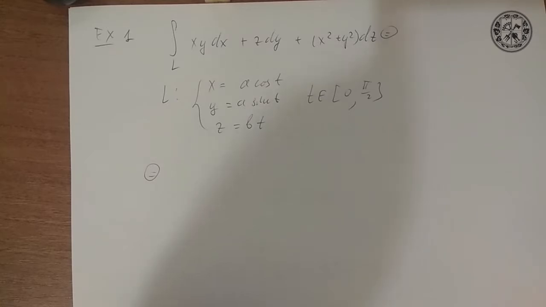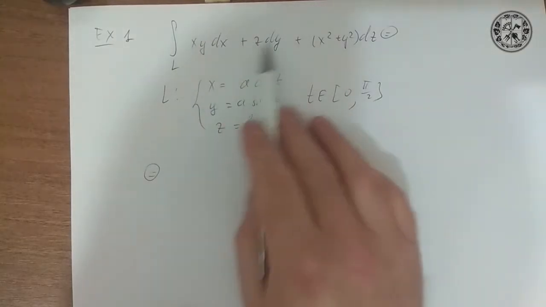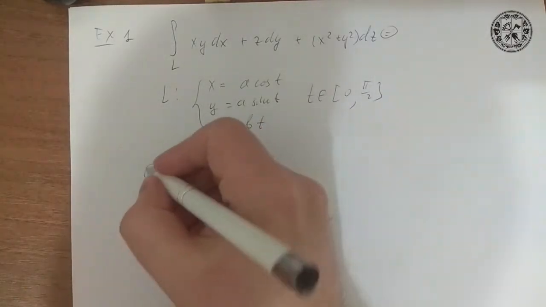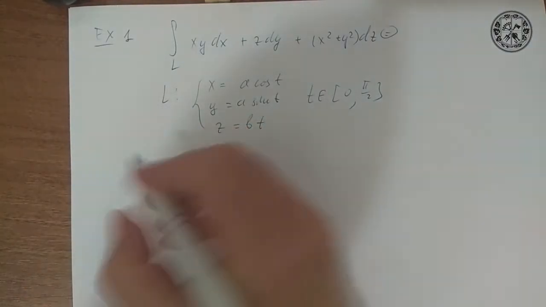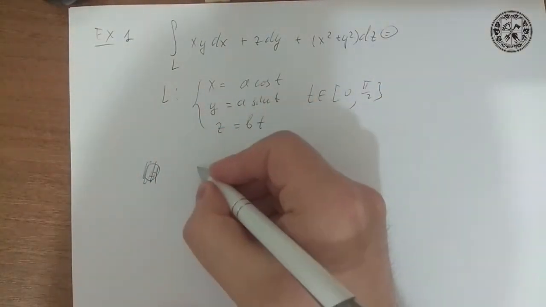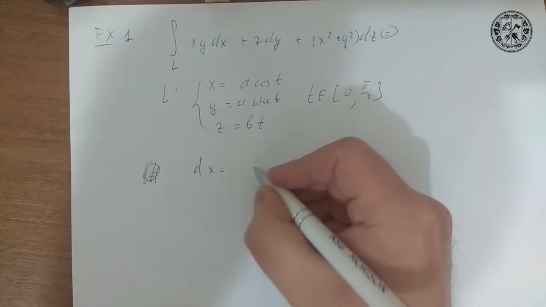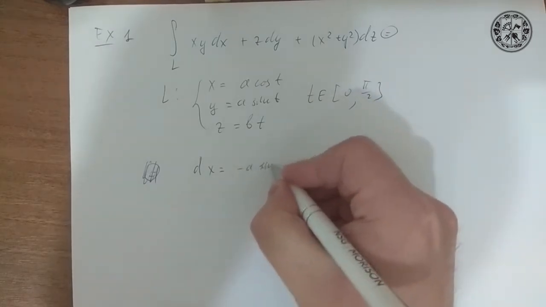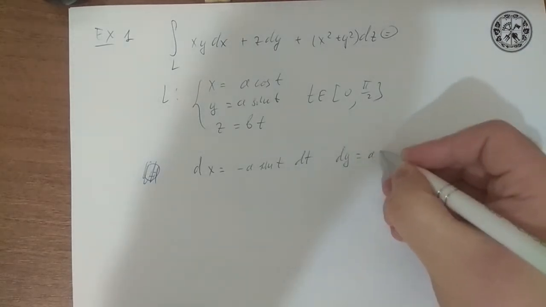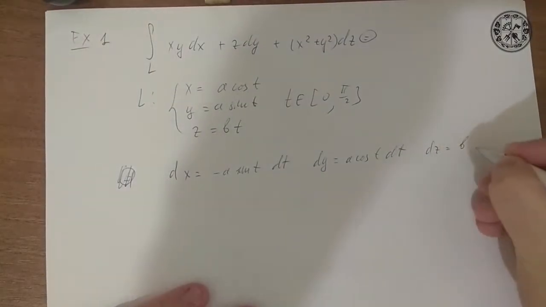Here we have to transform this to P of t, R of t, Q of t, and the differentials are also to be transformed. Now, dx will be the differential of a cosine t, which is minus a sine t dt. dy will be a cosine t dt, and dz will be b dt.